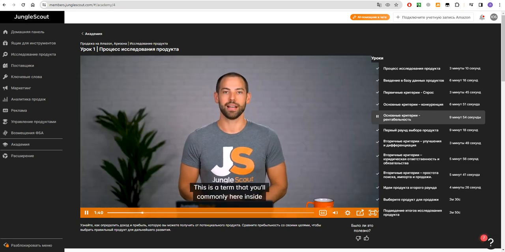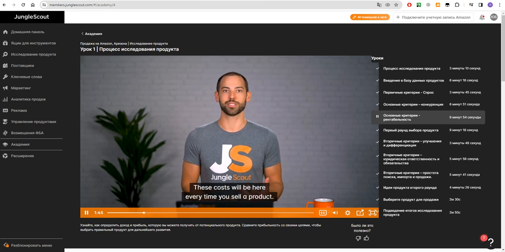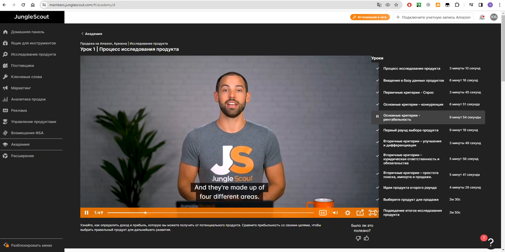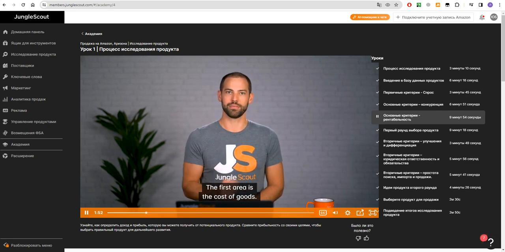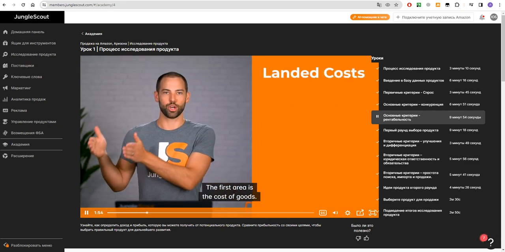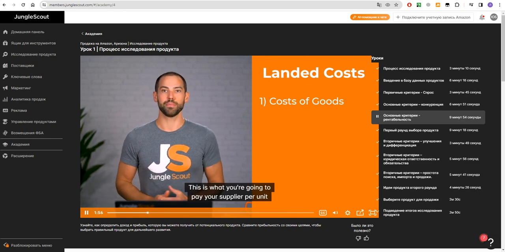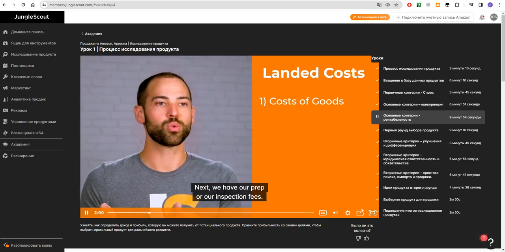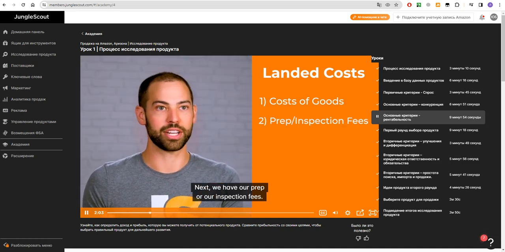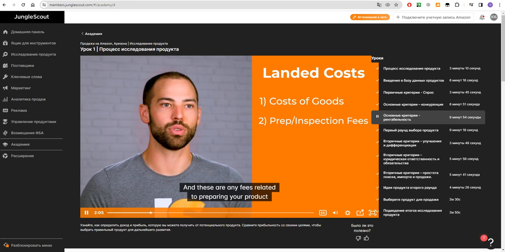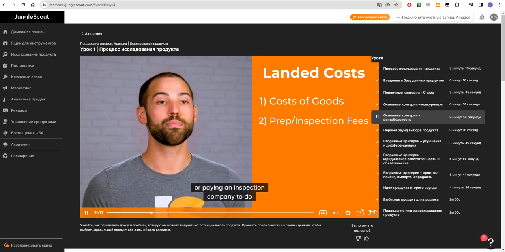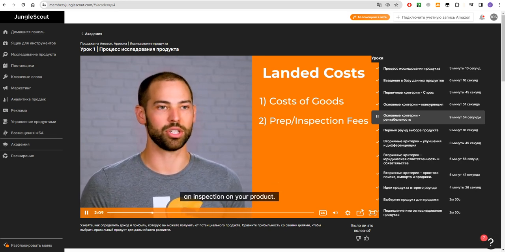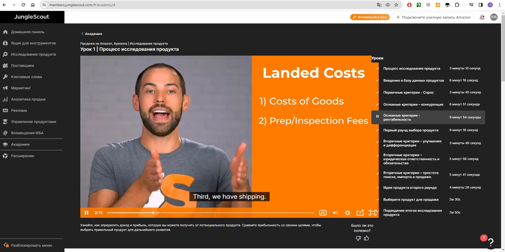Let's start by talking about landed costs. This is a term that you'll commonly hear inside of the e-commerce sphere. These costs will be here every time you sell a product, and they're made up of 4 different areas. The first area is the cost of goods. This is what you're going to pay your supplier per unit to produce your product. Next, we have our prep or inspection fees. These are any fees related to preparing your product or paying an inspection company to do an inspection on your product.